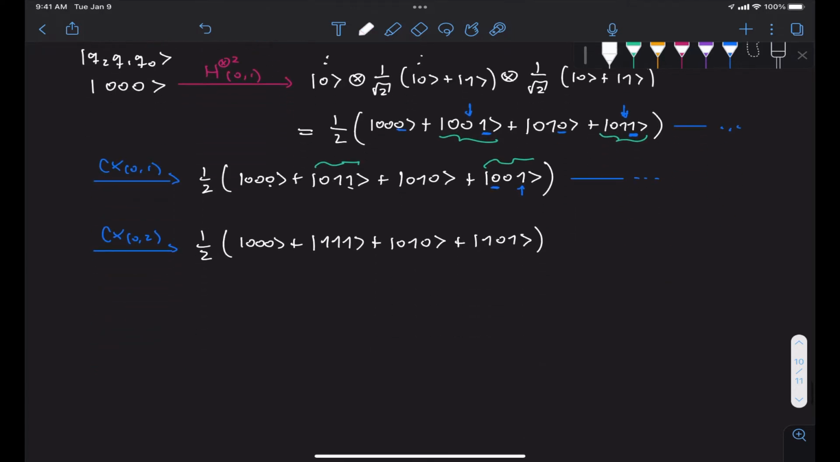All right, and rearranging this a little bit, we have 1/2. We're just gonna put this in order. So 0, 0, 0 plus 0, 1, 0 plus 1, 0, 1 plus 1, 1, 1. All right. So that's our final state.